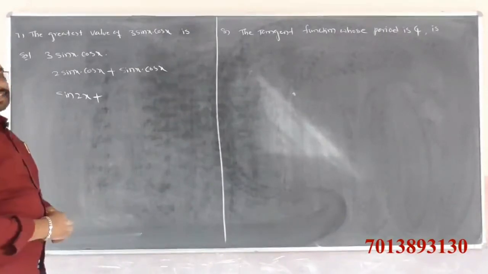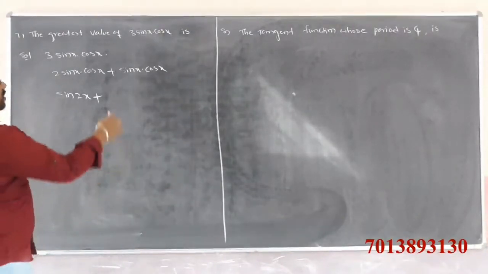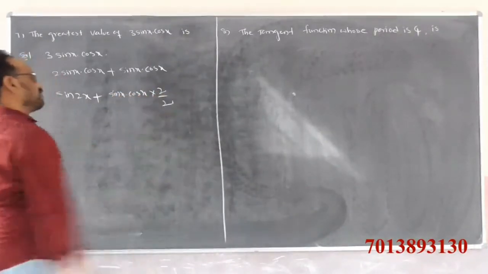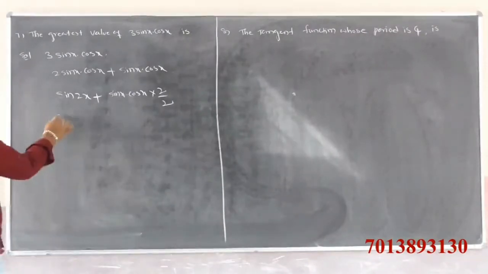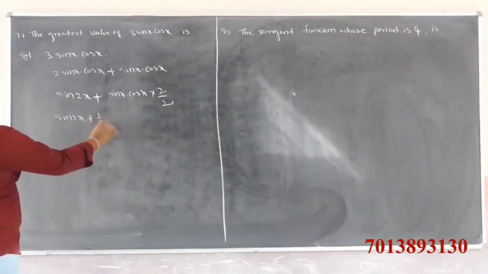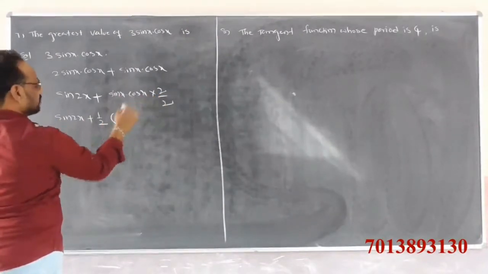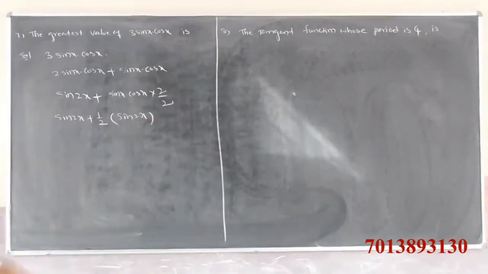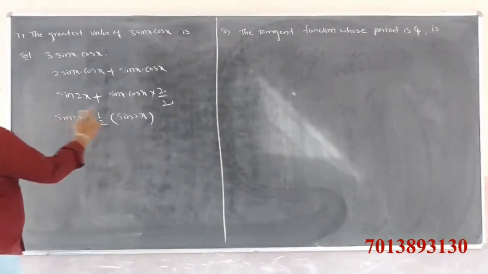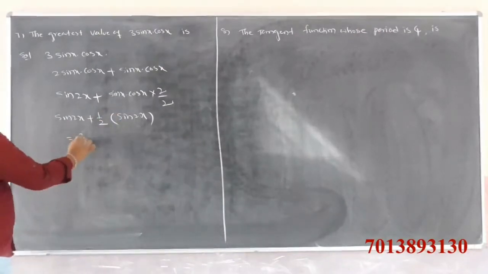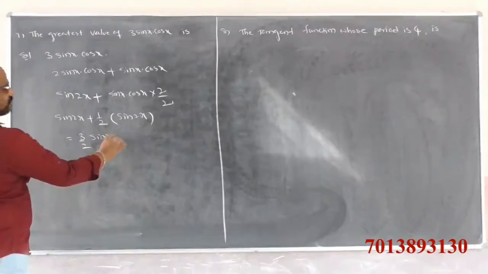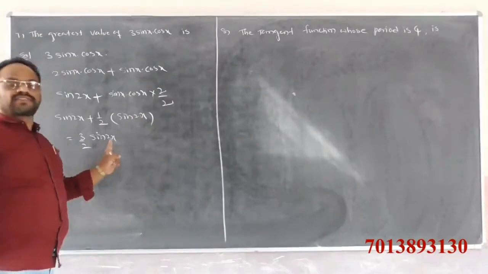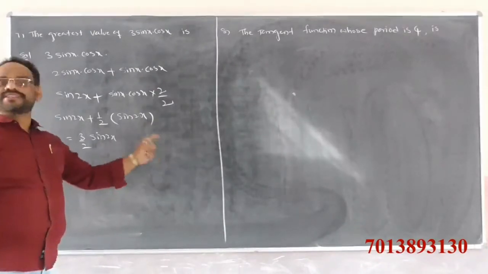But for sin x cos x alone, we don't have a formula. So multiply numerator and denominator by 2. We get sin 2x plus 1 by 2 times 2 sin A cos A, which again gives sin 2x. If you take the LCM, 2 ones are 2, so sin 2x plus 1 by 2 sin 2x is nothing but 3 by 2 times sin 2x. Clearly it is converted to a sin x plus b cos x, with b value 0 and c value also 0.